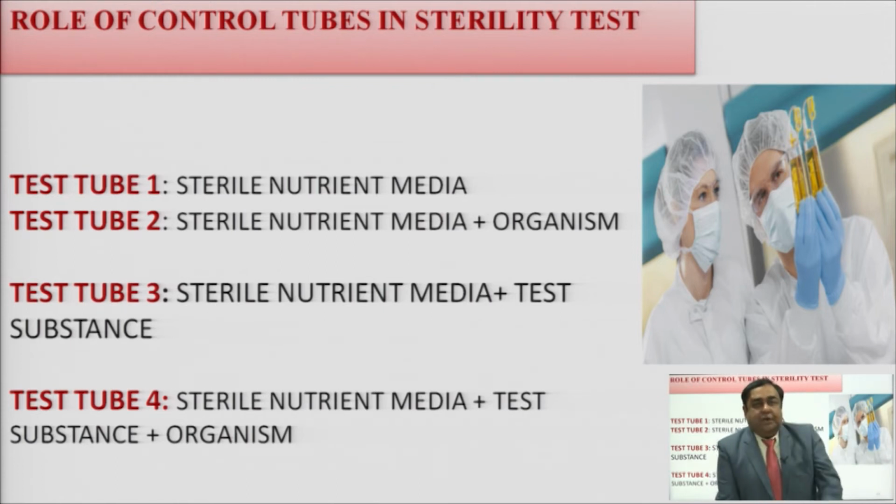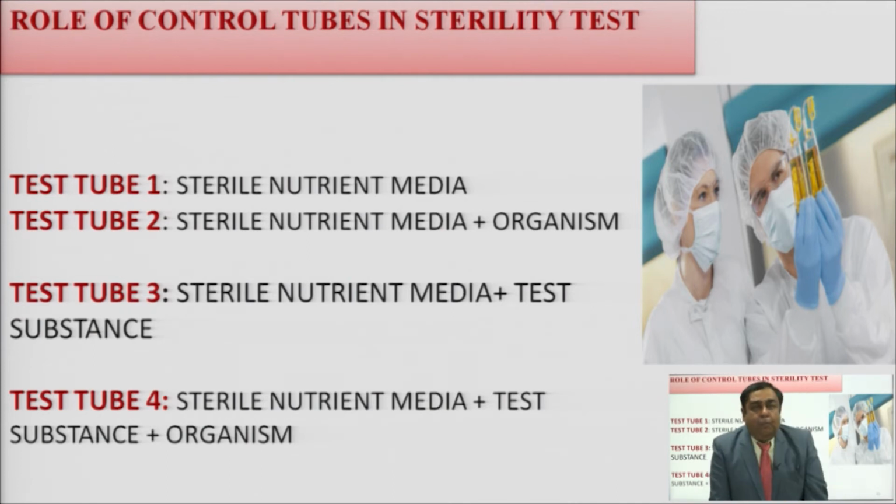In all situations, test tube number 1 should be clear. Why? Because if test tube number 1 is not clear, or is turbid, it means that the nutrient media has not been properly sterilized. That is the reason why test tube number 1 should in all cases be absolutely clear. No turbidity should be present. If there is turbidity, it means there is contamination or the media is not properly sterilized.